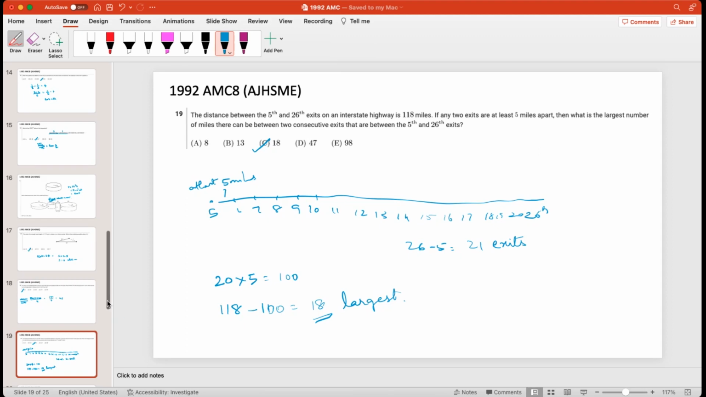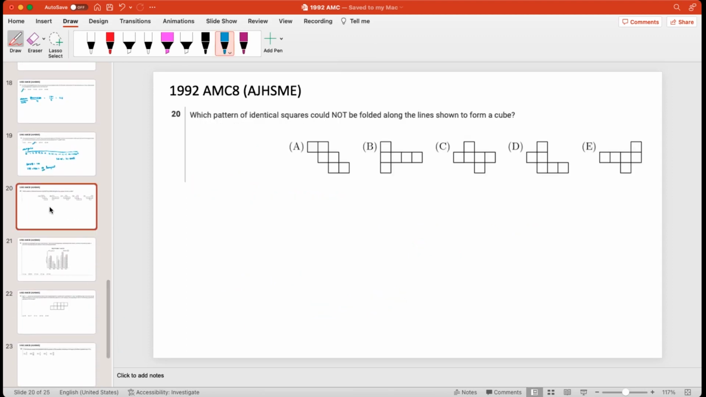Okay. Now coming to the 20th question. Which pattern of identical squares could not be folded along the lines to form a cube? Okay. This can be, this can be, this can be. This cannot be. You know why? Because this and this is going to overlap. Right? No, not this. This will work. So this and this is going to overlap. Right? So this cannot form a cube. So answer option is D.